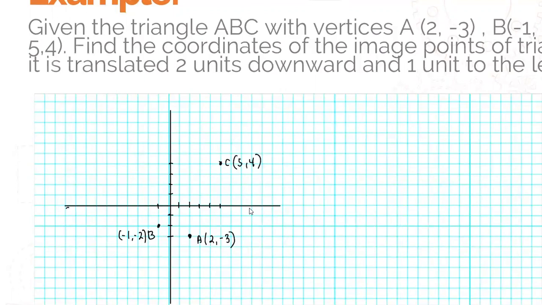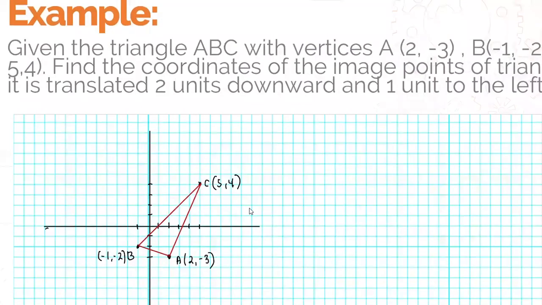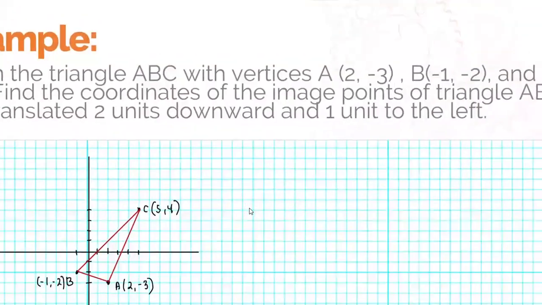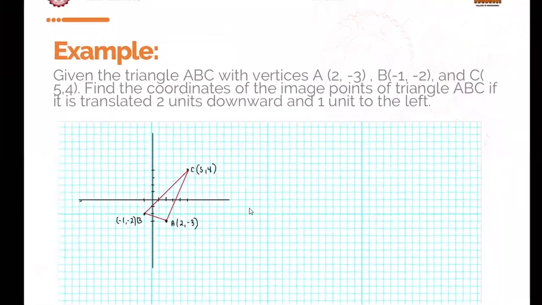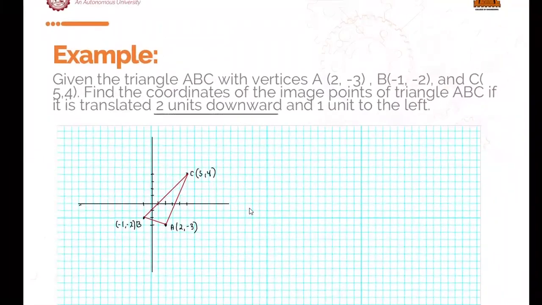Okay. So when we connect the given points, we have our triangle. Okay. So yan yung figure natin. Ang kailangan daw natin, so, hanapin natin yung coordinate kapag yung image natin is nag-travel ng 2 units downward and 1 unit to the left. Okay. So, ibig sabihin, lahat ng points natin, i-adjust natin ng 2 units downward and 1 unit to the left. So, bababa siya, tapos pupunta ng left.